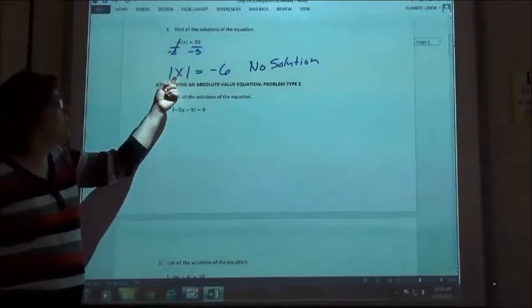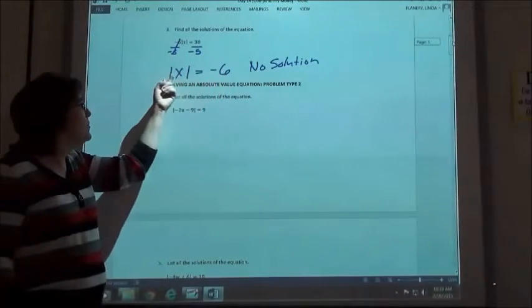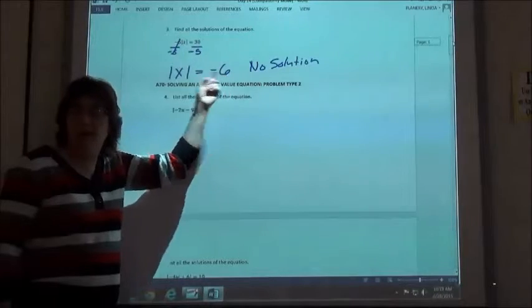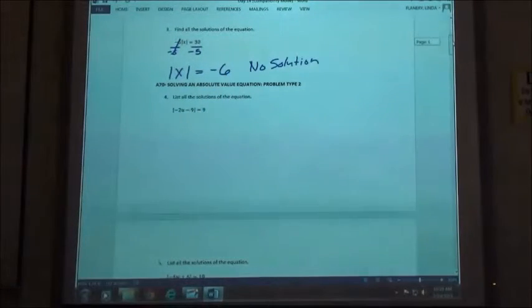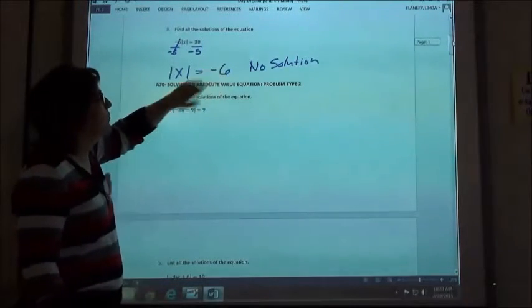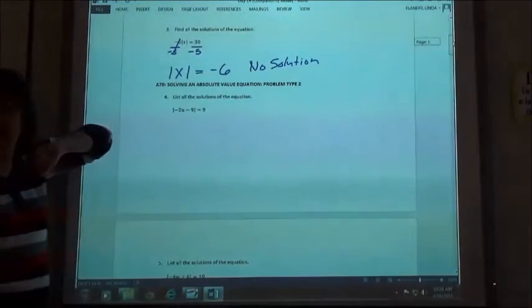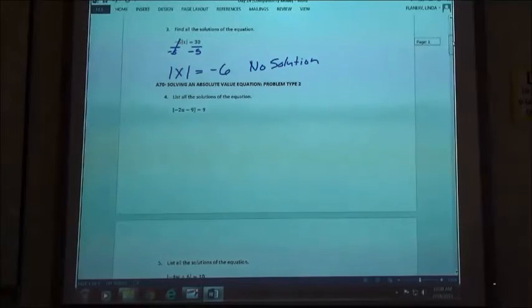Because the absolute value of 6 would make it 6. Absolute value of negative 6 would still be positive 6. There's no way to get a negative 6 answer. So your number always has to be positive to be positive, right? Yep, if it's positive, you get 2 answers. If it's negative, you get none.